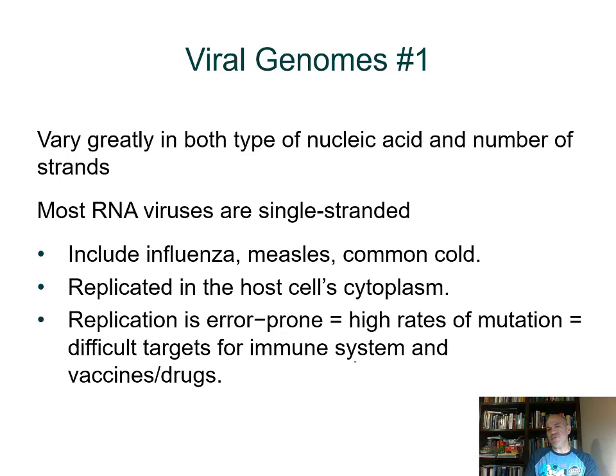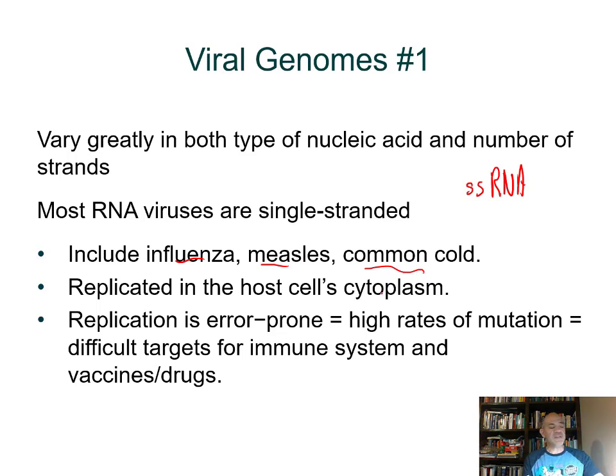Now, viruses do vary in the kinds of genomes I mentioned earlier. There's RNA viruses, there's DNA viruses. They may be double-stranded or single-stranded. You can even have double-stranded RNA viruses. So when RNA viruses are single-stranded, we might abbreviate them like this, SS for single-stranded RNA. RNA viruses include influenza, by the way, measles, and even the common cold.